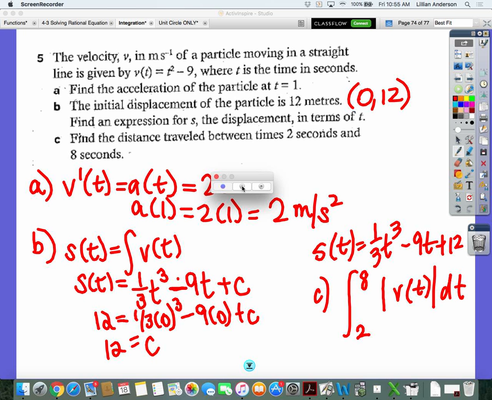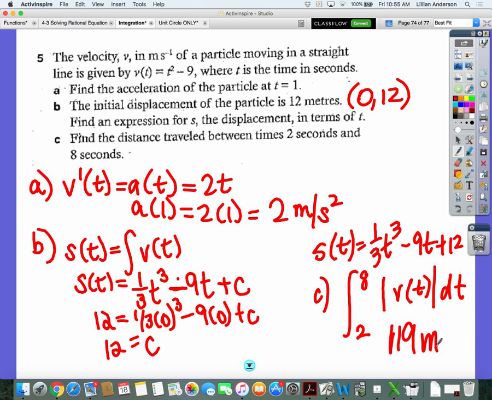All right, what do you get? 114. This will be 119. Whoa. Did you plug it in with the absolute value? That does make a difference. Use your calculator.